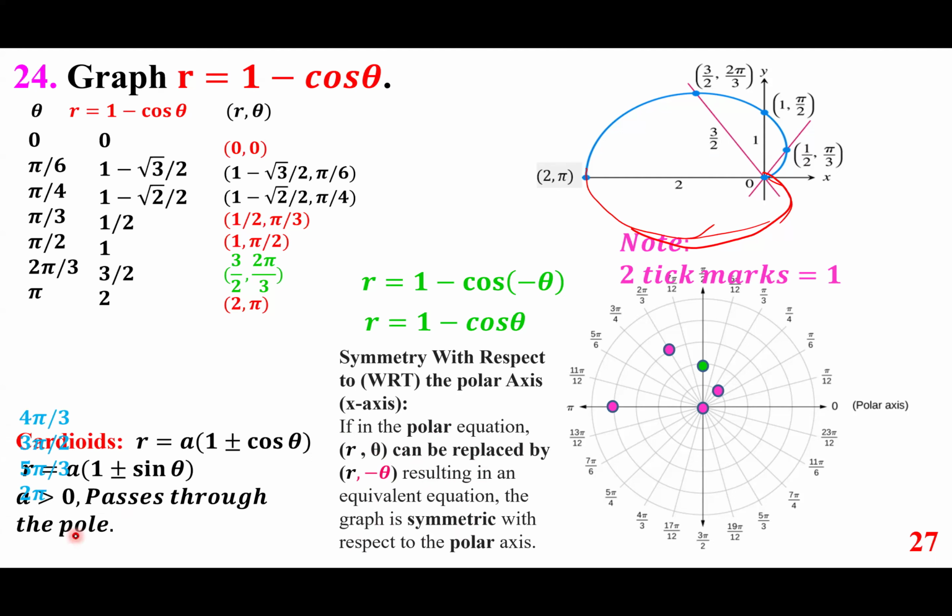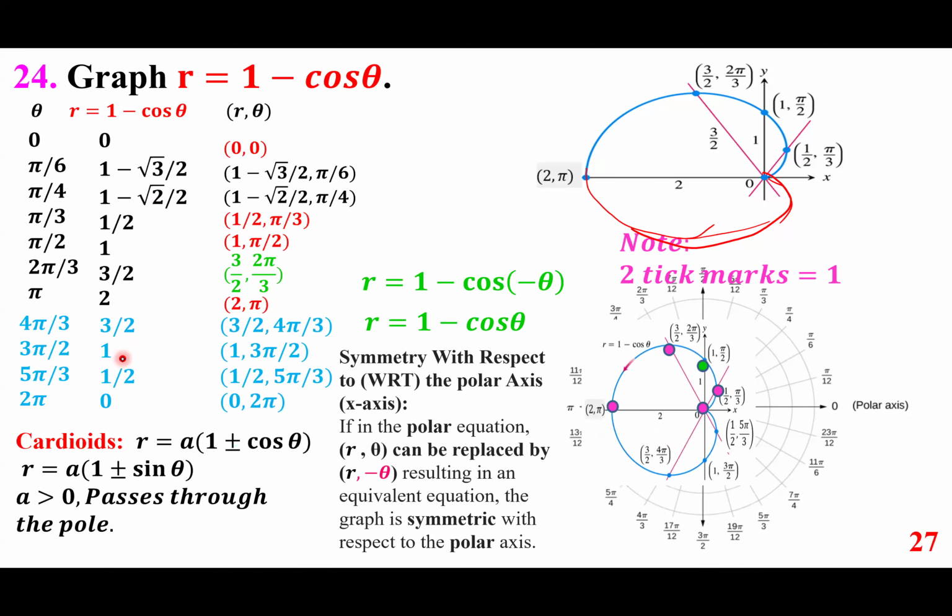And of course, you can pick up more pairs. Just as an example, 4 pi over 3 is the same as pi over 3, and it's 1 half, but 4 pi over 3 becomes negative, just like 2 pi over 3, and it gives you exactly the same answer, 3 halves here. 3 pi over 2 is the same as pi over 2, cosine 0 gives you 1, and so on and so forth. You can figure out the rest, and here's the complete graph, everybody. And the concept of symmetry can be seen.